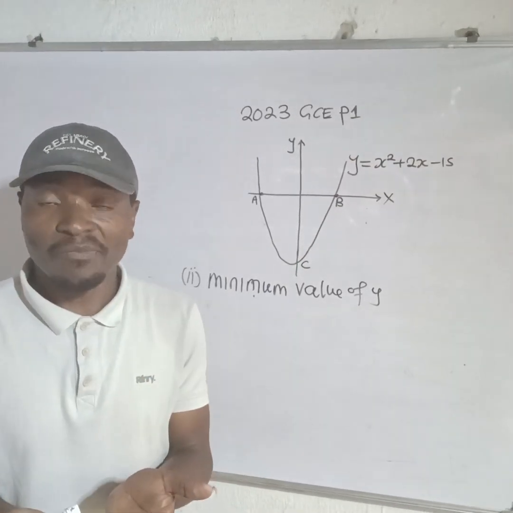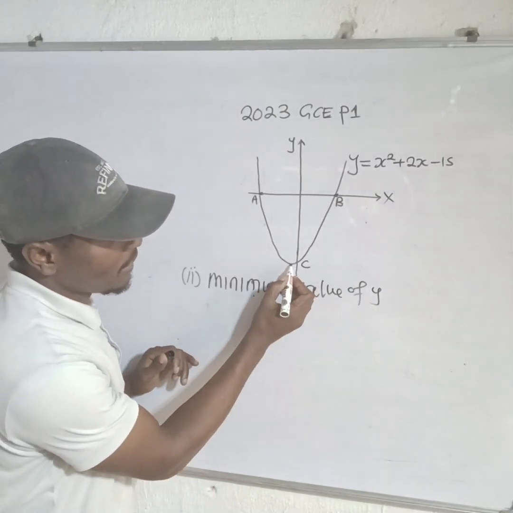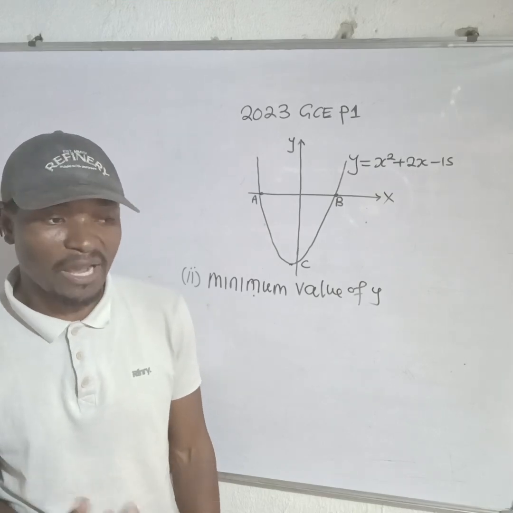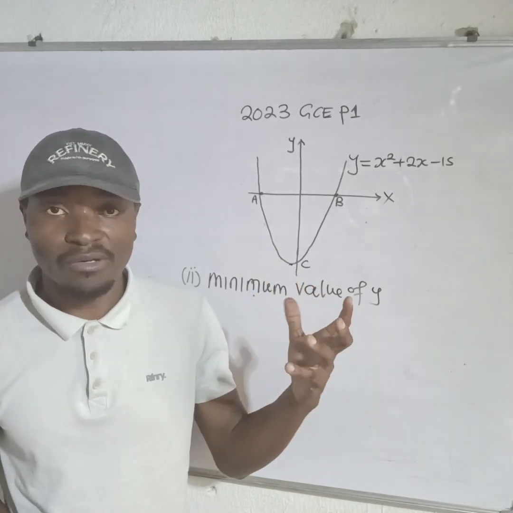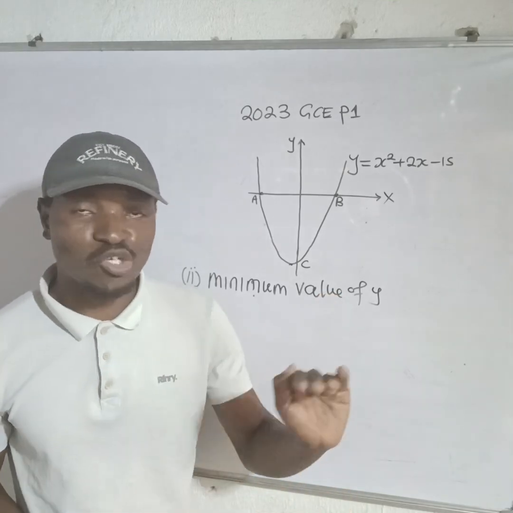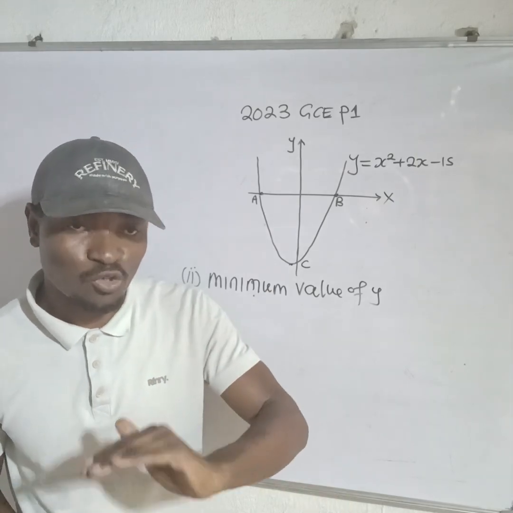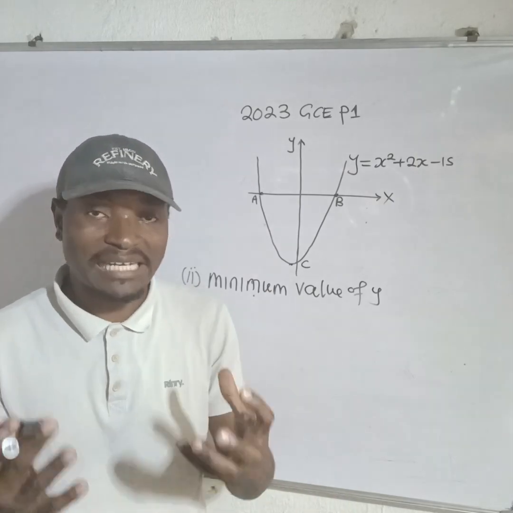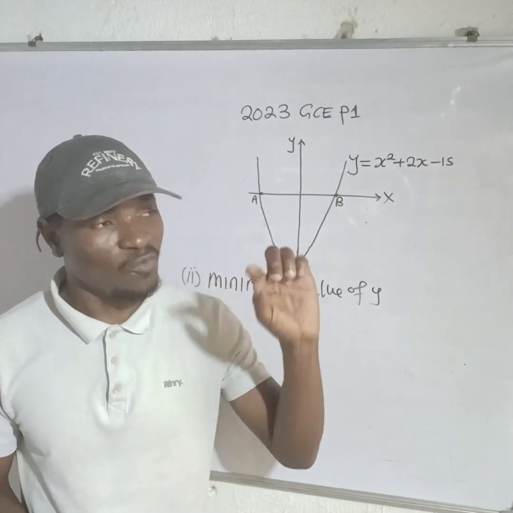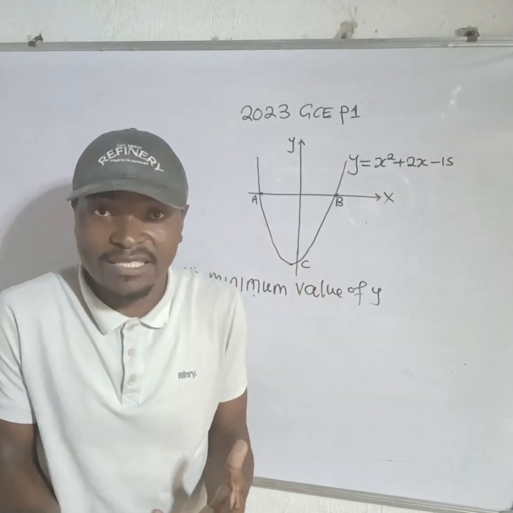Now to find the minimum value, what are you supposed to do? The minimum value is actually at the turning point, okay? That's what you need to find. But because the turning point is in the form of a coordinate, and we are not trying to find the coordinate, all we're supposed to do is get the value of the lowest point, the turning point, in terms of the y-axis.